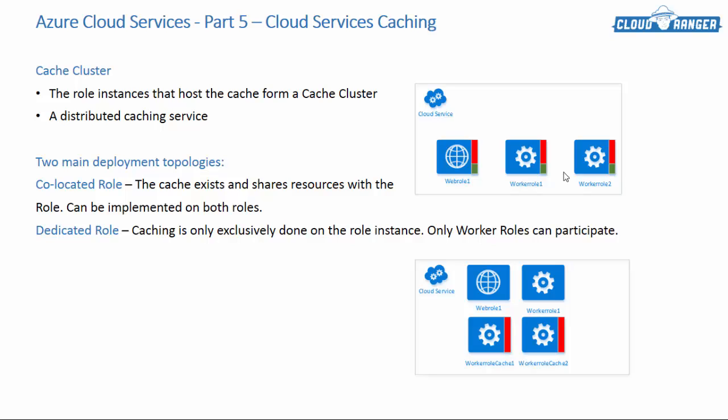The next deployment topology is a dedicated role. In a dedicated role, you are creating a role in the cloud service, but you are only using that role or that virtual machine for cache purposes. So look at the second diagram here. We have a web role and a worker role, and I have another two worker roles over here. And as you can see, I'm using the entire memory over here exclusively for doing caching work.